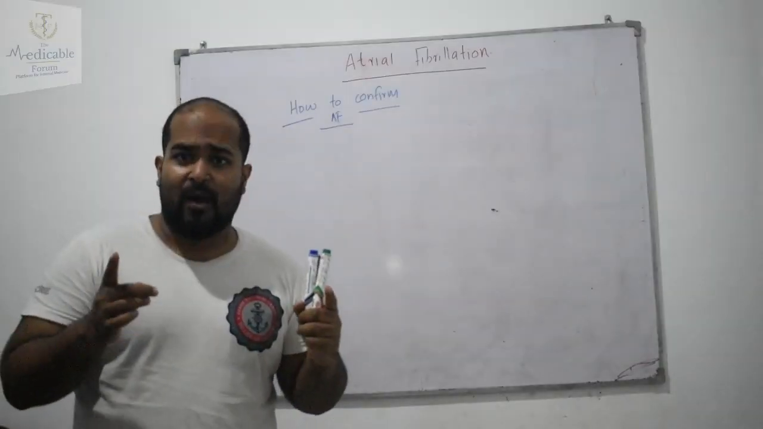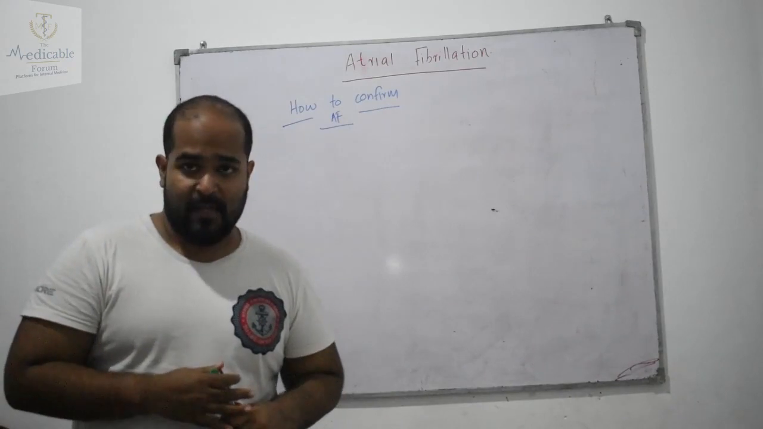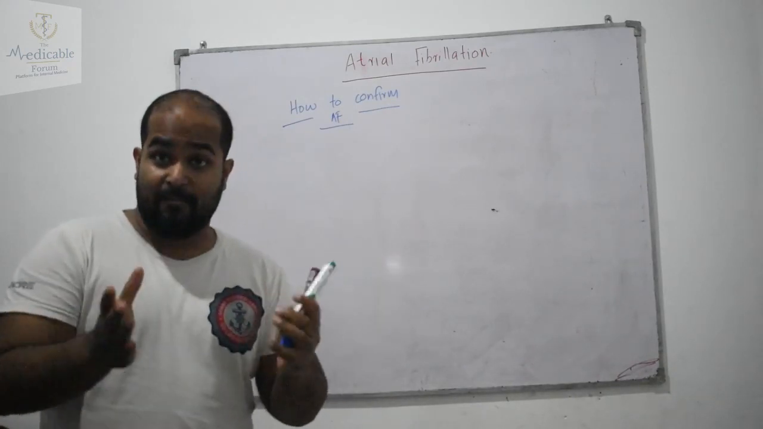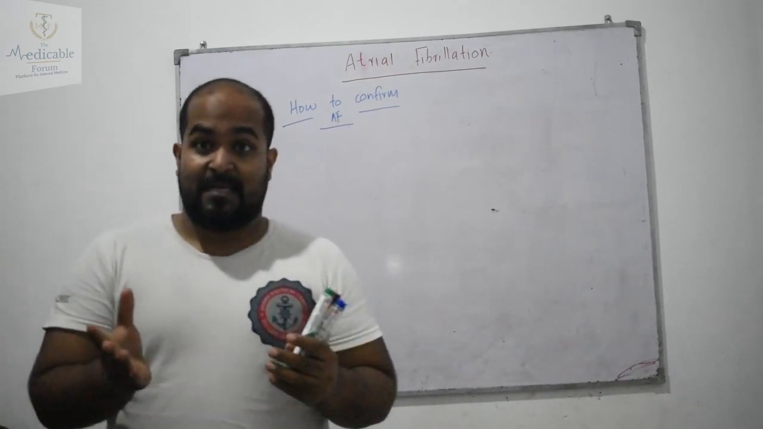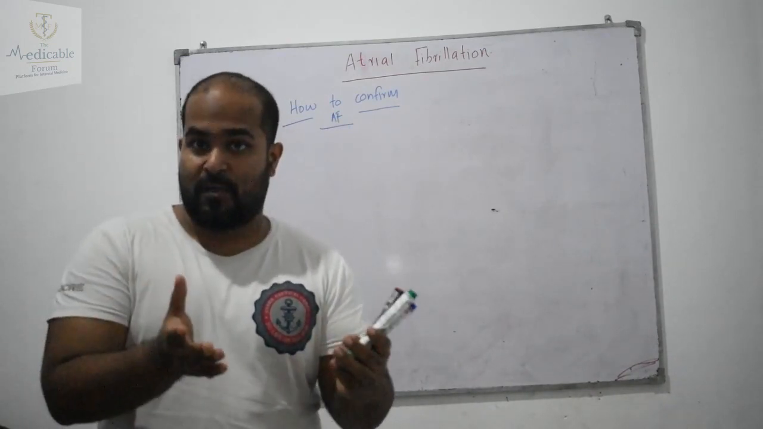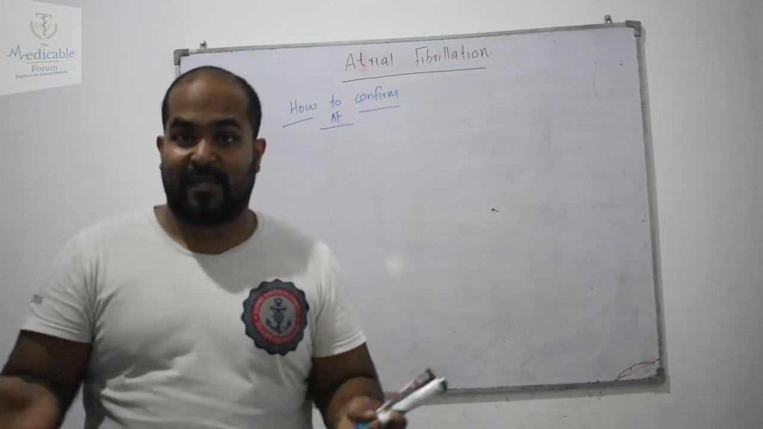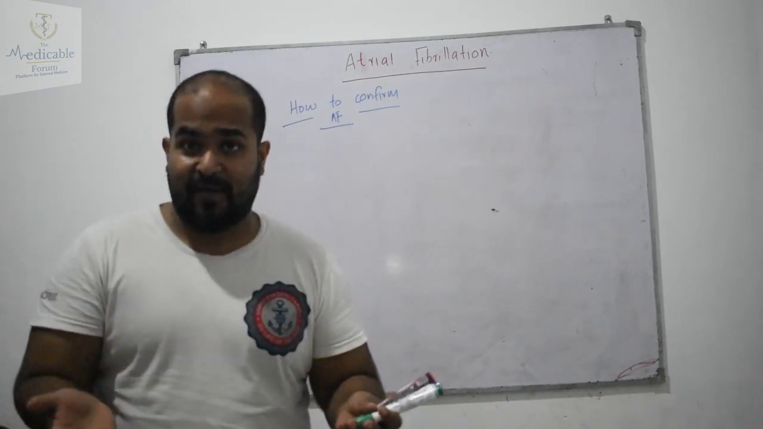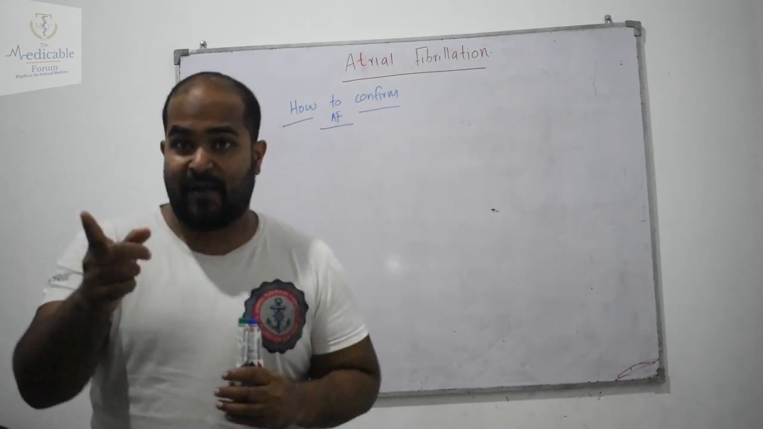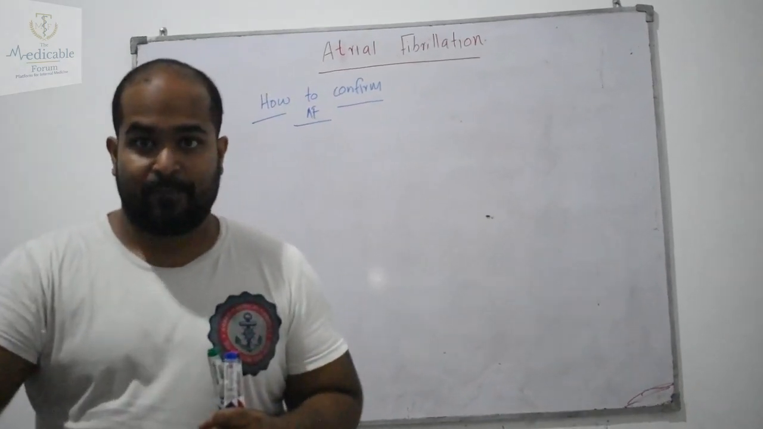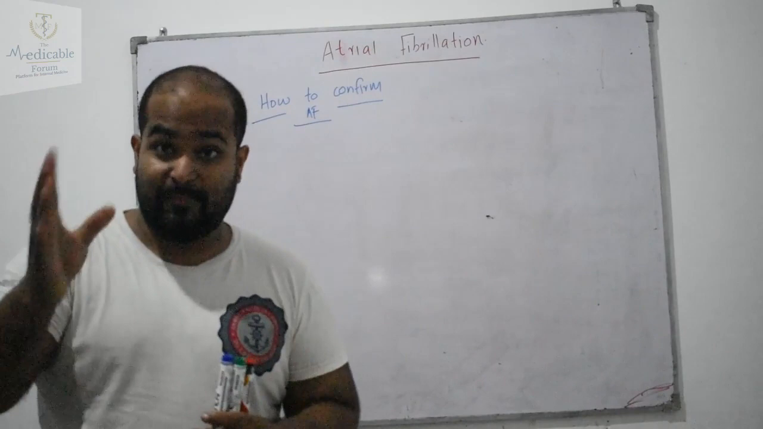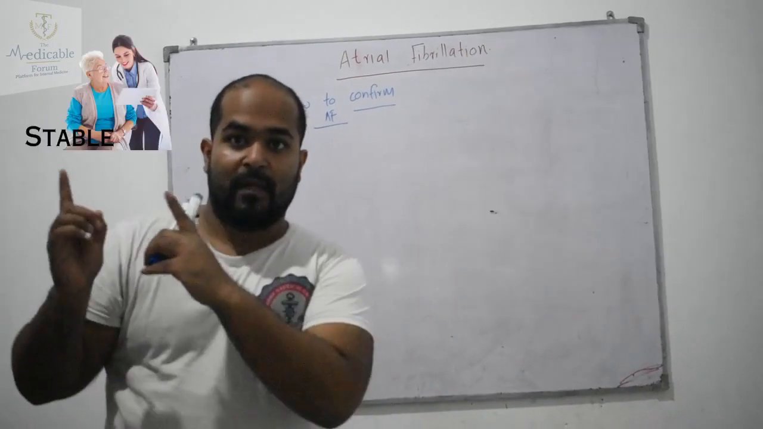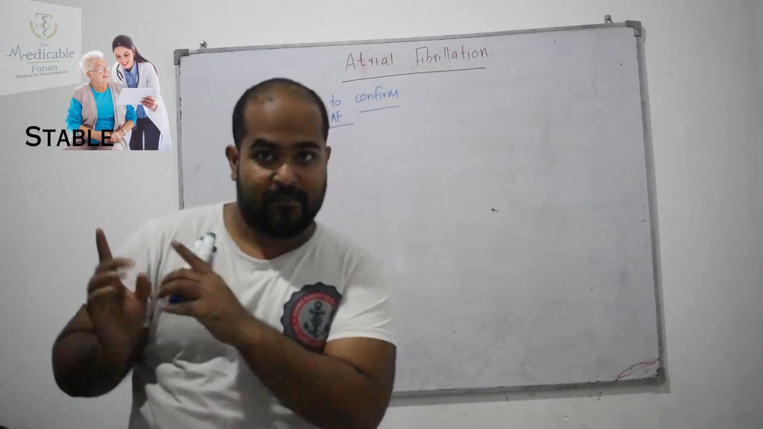Now let's look at how to confirm AF. There are two things you have to know. People can present with AF in various ways. They come with various types of symptoms. They can even come asymptomatic and you will incidentally find AF, or else you can find it in a symptomatic manner. In patients who are symptomatic, they can be either hemodynamically unstable or hemodynamically stable.